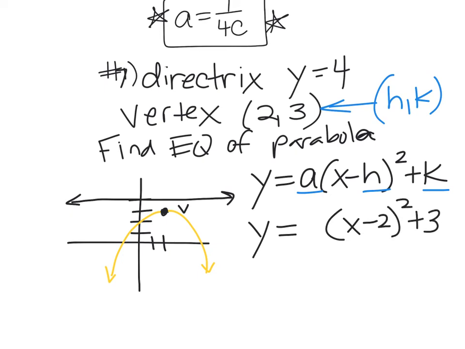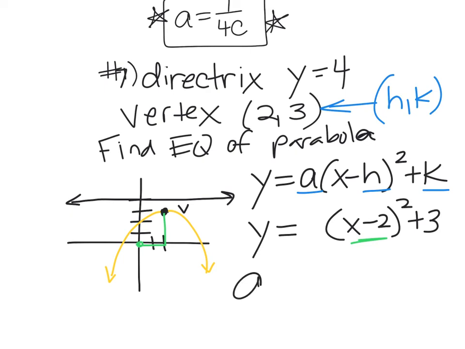Do you remember, if you start at the origin and you shift 2 to the right, that's minus 2? It was always the opposite. And 3 up is plus 3. Do you remember doing that? We did that with absolute values and parabolas. 2 to the right is minus 2, up 3 is plus 3. So you know that.